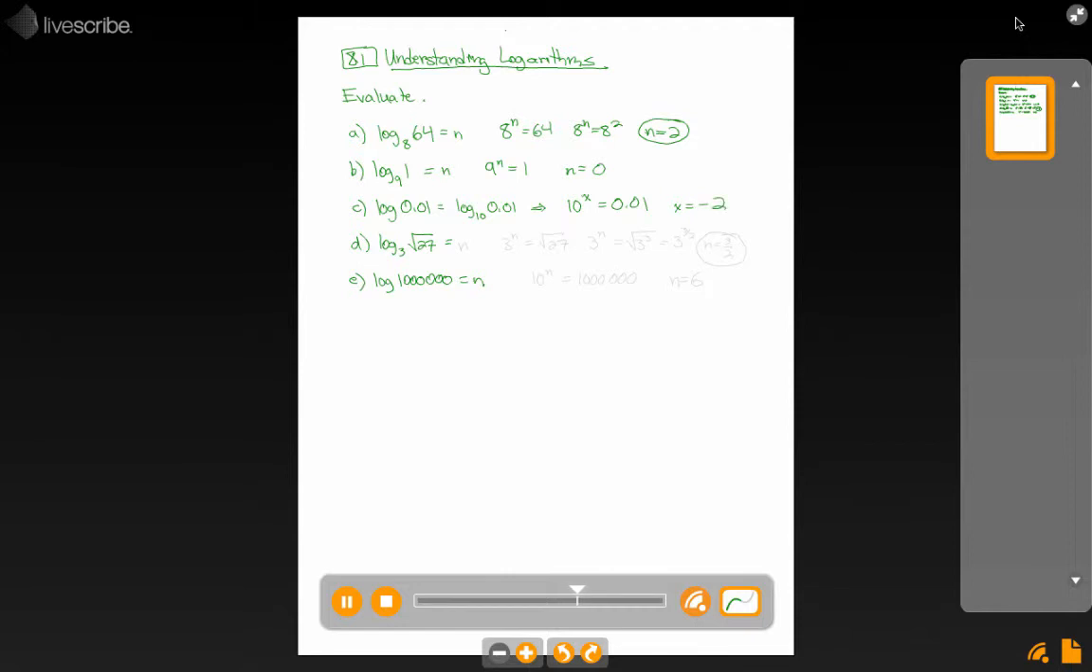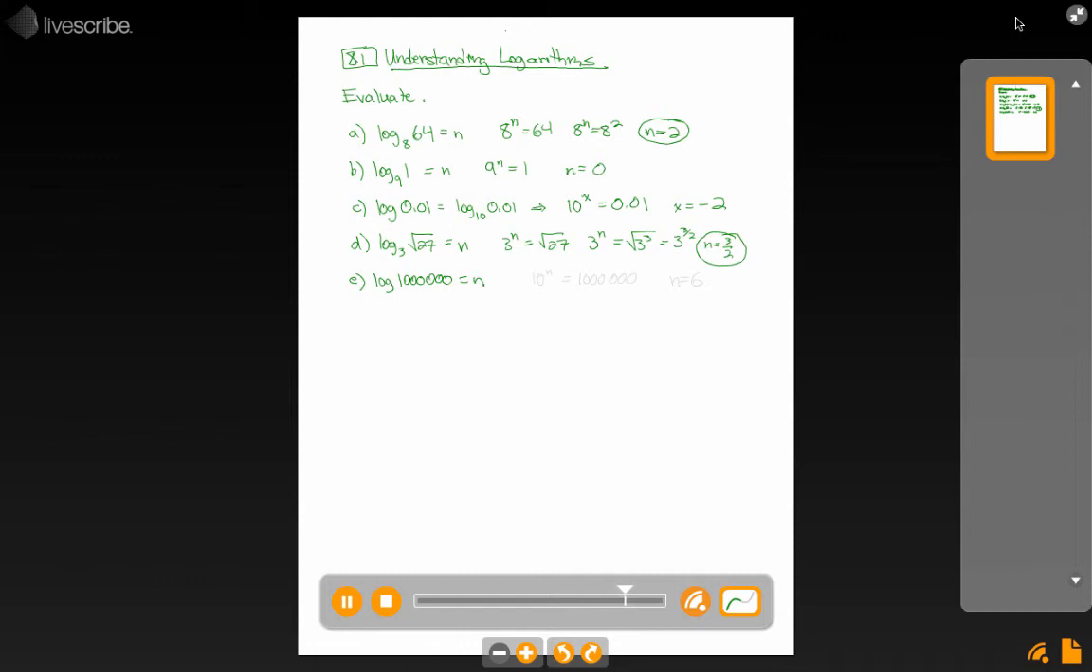The next one, it's a power of 3 question. Again, if I let it equal n, I've got 3 to the n equals the square root of 27. This one might take a tiny bit more work, but if you've got 3 to the n equals the square root of 3 cubed, which is 3 to the 3 over 2, so n equals 3 over 2. The answer to this logarithm is 3 over 2.